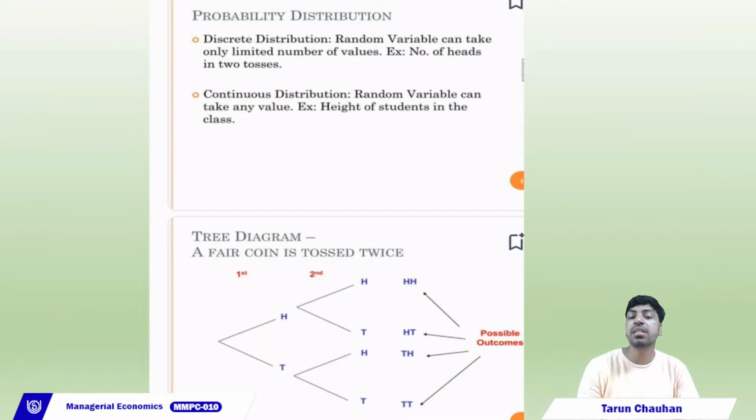When we talk about the combination of the first and second round, there is head head, that is HH. When we talk about the second outcome, that is head tail. When we talk about the third possible outcome, it is tail head. So when you toss a coin and it comes tail, under tail there are also two possible outcomes, that is head and tail. So among that, when we combine the rounds, we come to the conclusion, that is tail head and tail tail. So these are the four possible outcomes, which are called head head, head tail, tail head, and tail tail.